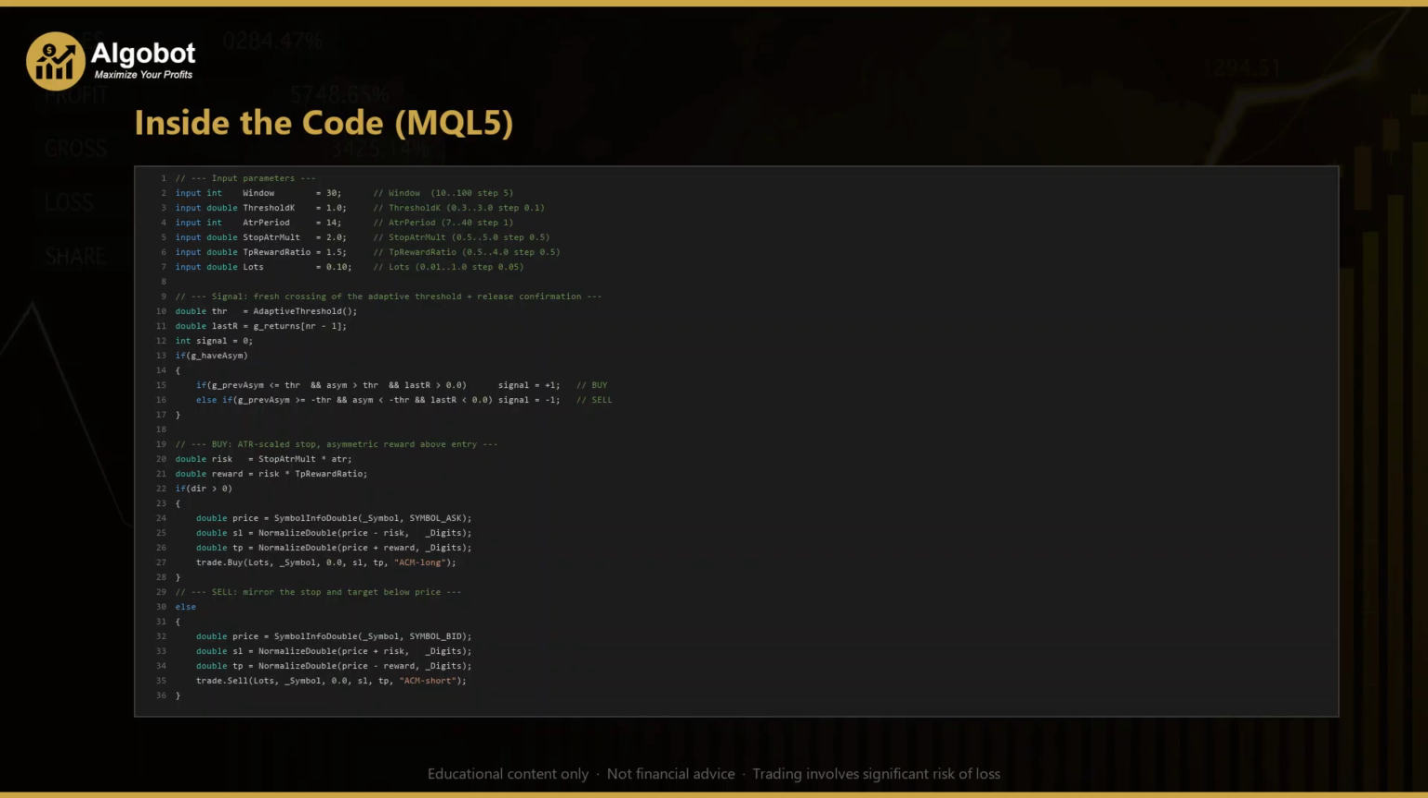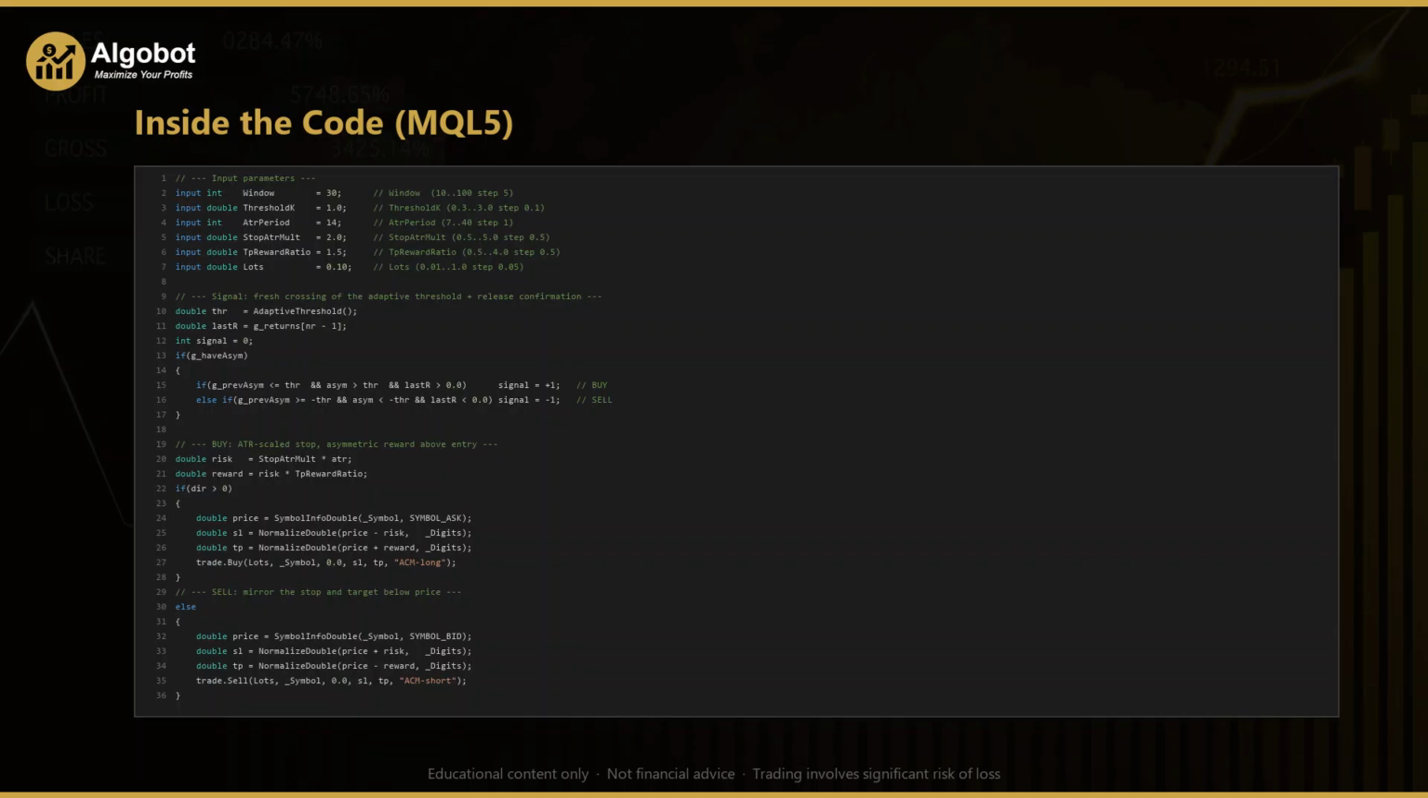Here's the heart of the strategy as it appears in MetaEditor. At the top are the input parameters you can adjust in the strategy tester. Windows sets how many returns feed the asymmetry calculation, 30 by default. ThresholdK scales the adaptive threshold. ATR period controls the average true range length used for risk. StopAtrMult and TpRewardRatio shape the stop distance and the reward target. And lot sets the fixed position size.